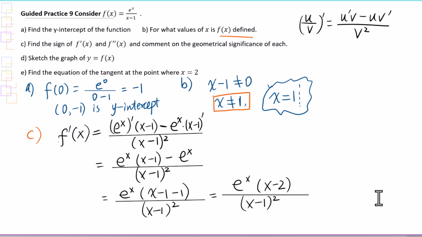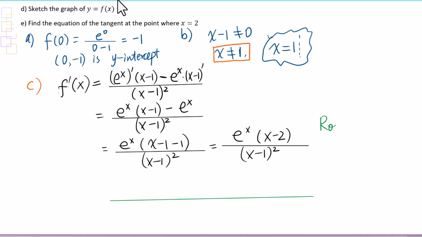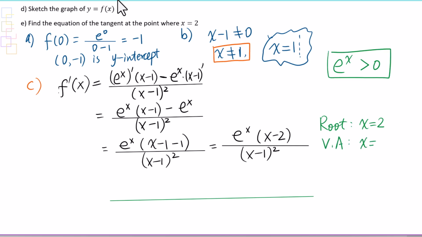Let's draw the sign diagram. For the root, x equals 2. We know e^x is always greater than 0. For the vertical asymptote line, x equals 1. So we get 1 and 2, with the vertical asymptote line at 1.